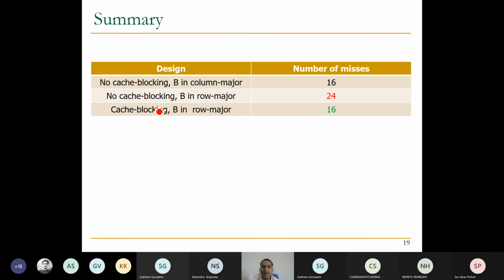This is the summary. If I have no cache blocking and if I store B in column major order, then I have 16 misses, which is best. Now, if I have no cache blocking, but B is stored in row major order, then I get 24 cache misses, which is not very good. It's bad design. But if I use cache blocking and store B in row major order, I get 16 misses. For this example, for a different example, this could be different. Okay, so this is the benefit of cache tiling or cache blocking.